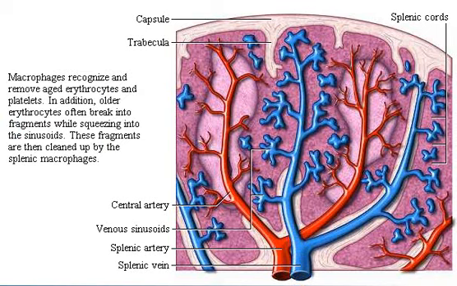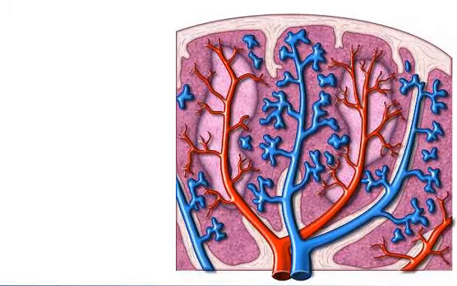The macrophages of the splenic cords and venous sinusoids recognize and remove aged erythrocytes and platelets. In addition, older erythrocytes are often too stiff and fragile to successfully squeeze back into the sinusoids. Instead, they break into fragments, which are then cleaned up by the splenic macrophages. Click the image to see a photomicrograph of the spleen.